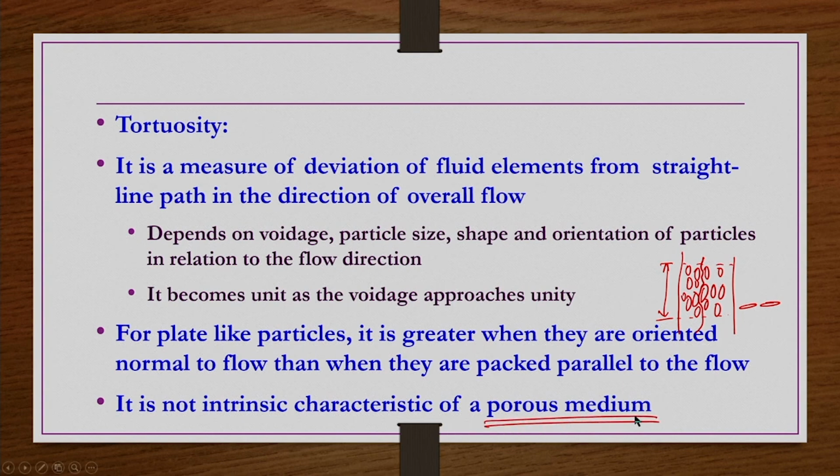Voidage and specific surface are the intrinsic characteristics of the packed bed, but tortuosity is not. So that was the recapitulation of how to obtain the characteristics of a packed bed at macroscopic level through voidage, specific surface, tortuosity, permeability, etc. Those things we have seen. Now, for the same packed bed, we try to obtain the pressure drop in flow through packed beds.